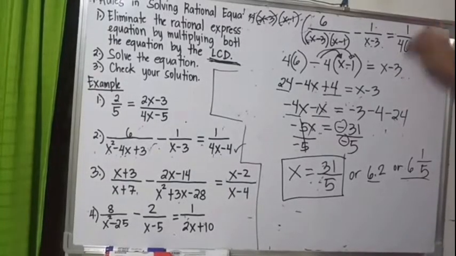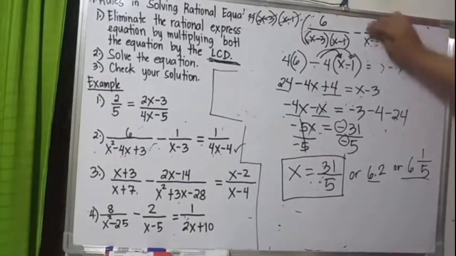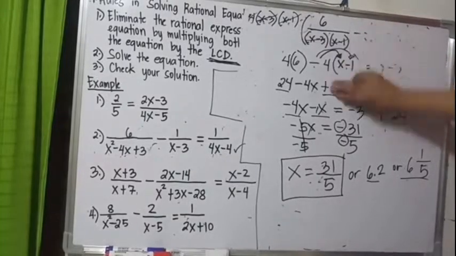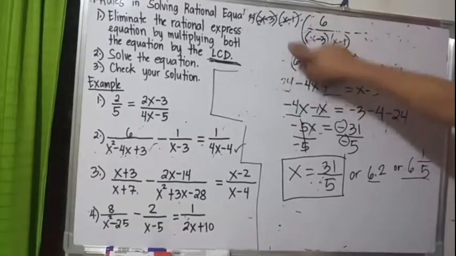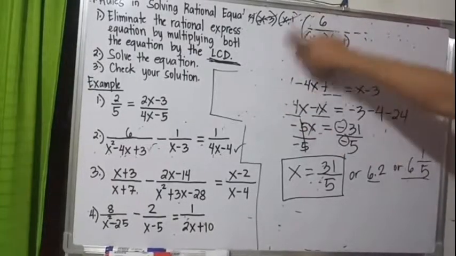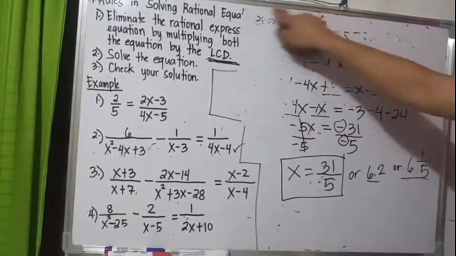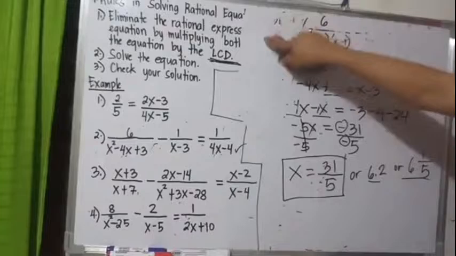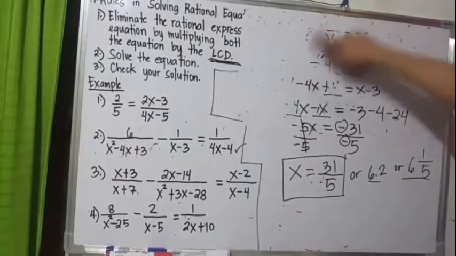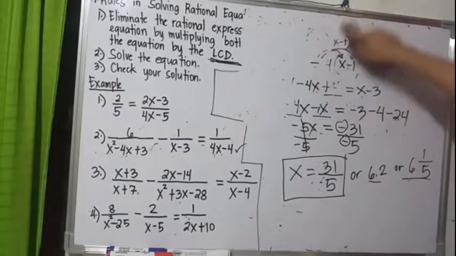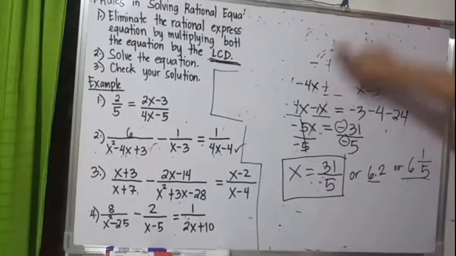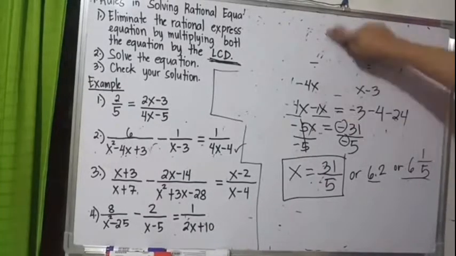So, number 3, you need to factor the denominator if it is factorable, para mahanap nyo yung tamang LCD, so that you can eliminate the rational expression in the given equation. Okay.